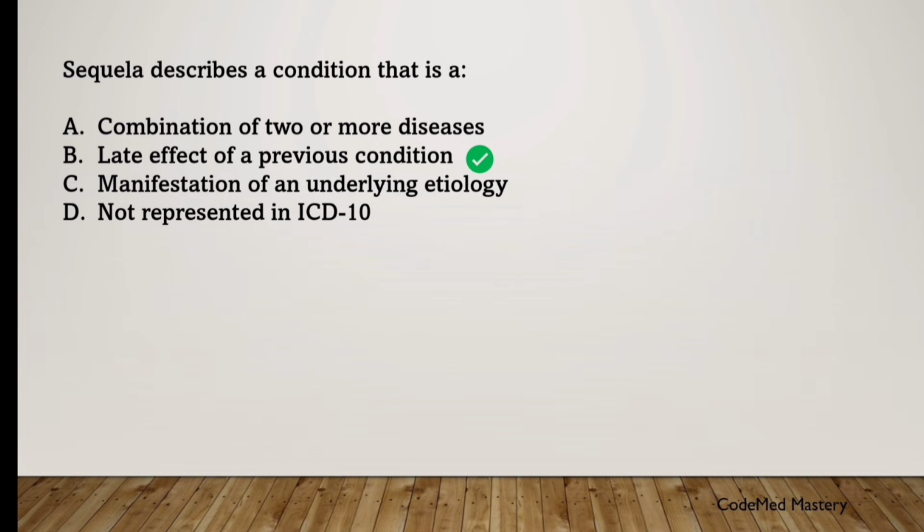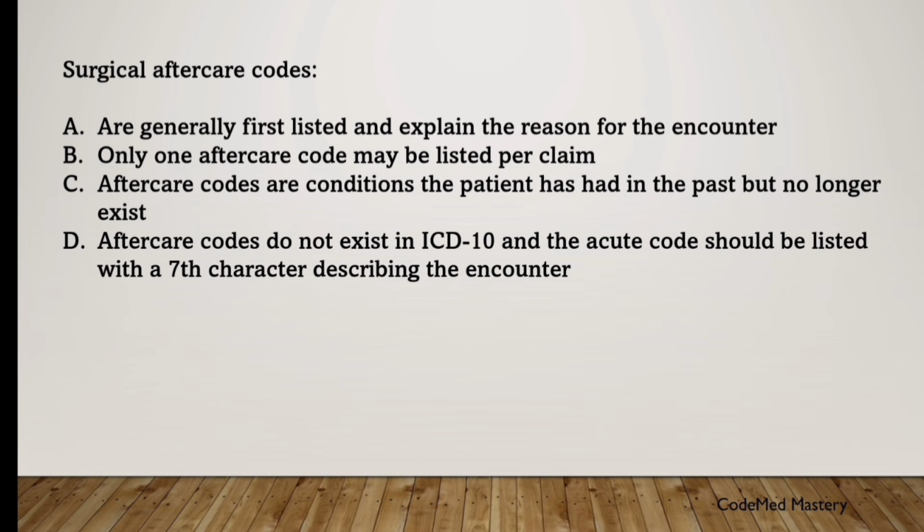A sequela refers to a condition that arises as a result of prior illness or injury. For example, a stroke might lead to long-term sequela like hemiplegia, that is partial paralysis. This concept is crucial in medical coding as sequelae often require specific coding to capture both the original condition and its lasting effects accurately.